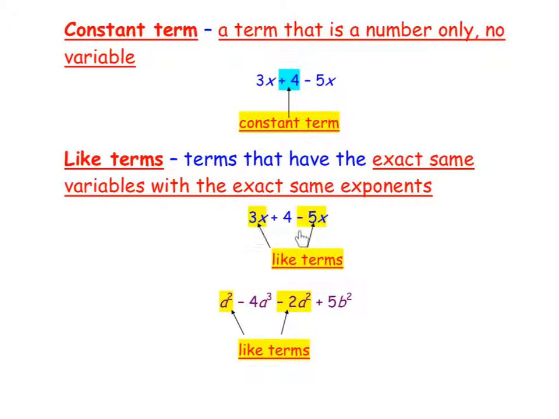So in this expression, the 3x and the -5x are like terms because they both have an x. In this particular expression, we have a squared and we have another a squared. So this is a like term and this is a like term. But a cubed is not like. It has to have the exact same variable and the exact same exponent. The b squared wouldn't work even though it has the exponent of 2. It's a different letter. So you need to learn to identify like terms. So this would be a squared and -2a squared.